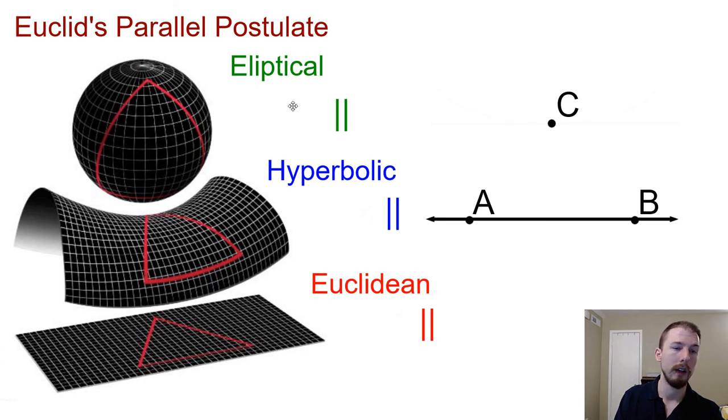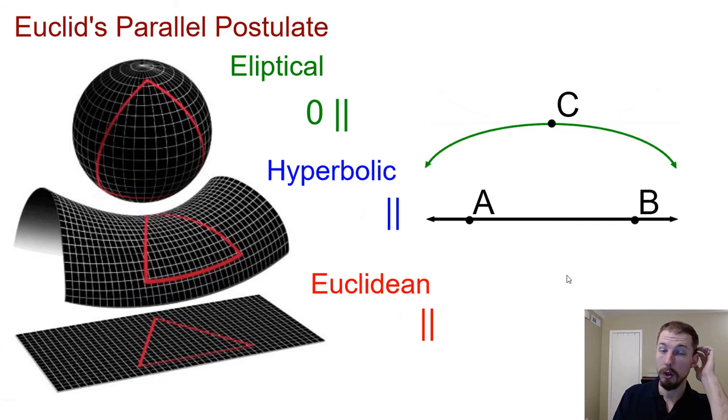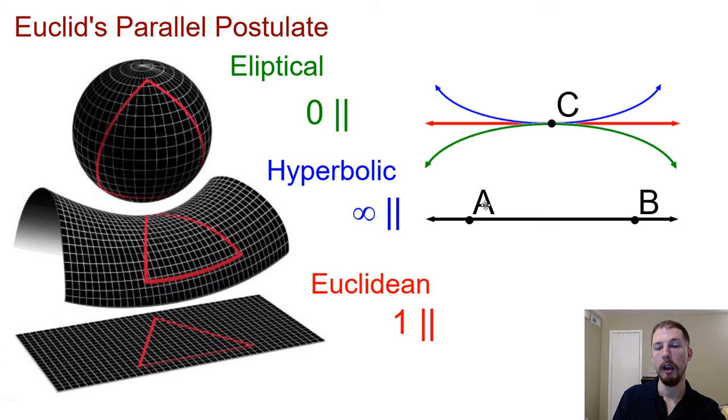With the elliptical, we have lines that all curve, and they all curve down. So in fact, if you go straight in any direction, you'll always cross the equator twice. And so there are no parallel lines with elliptical geometry. With hyperbolic geometry, because they're curving away, there are infinitely many lines that are parallel that pass through some point C that's not on the line AC. But with Euclidean, there's exactly one parallel line that passes through C, and it's a unique one.